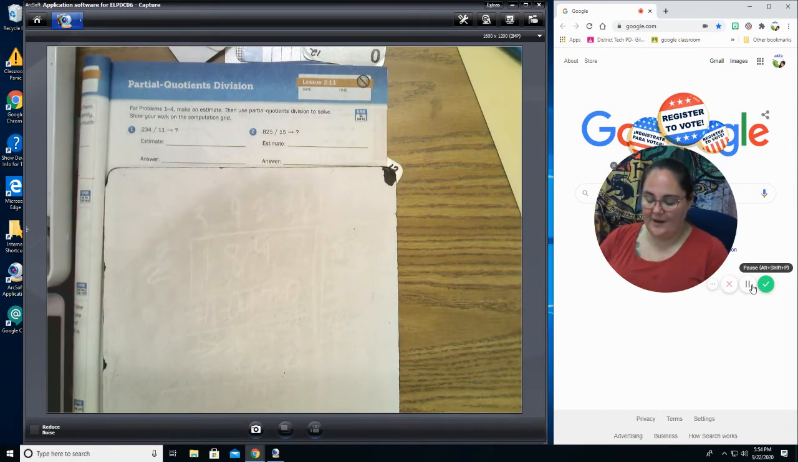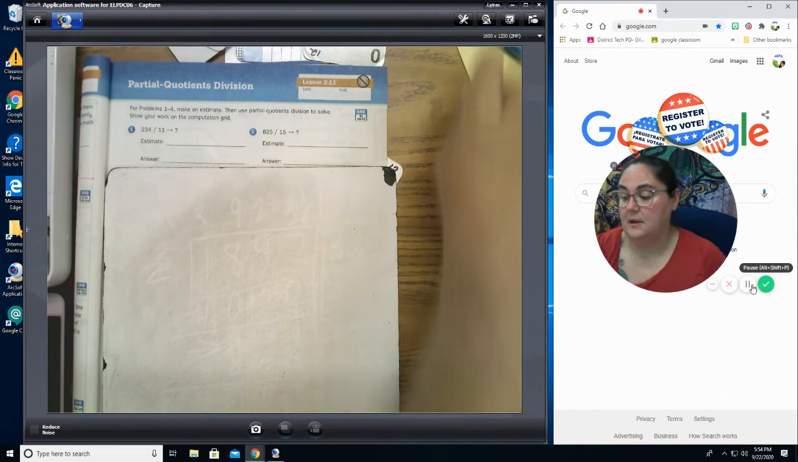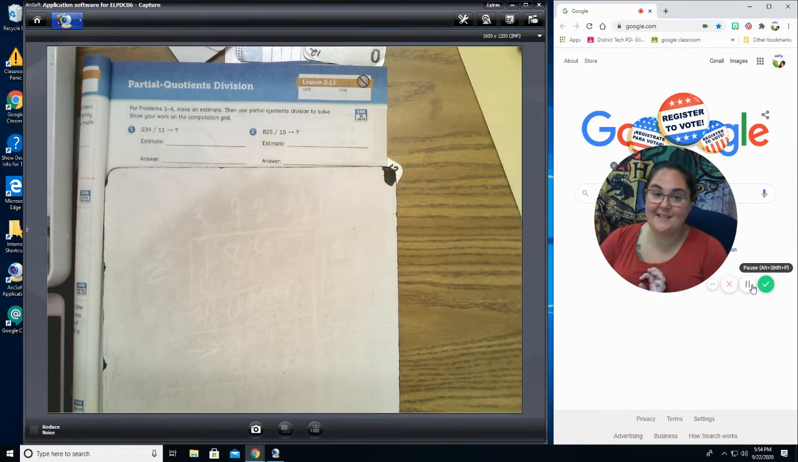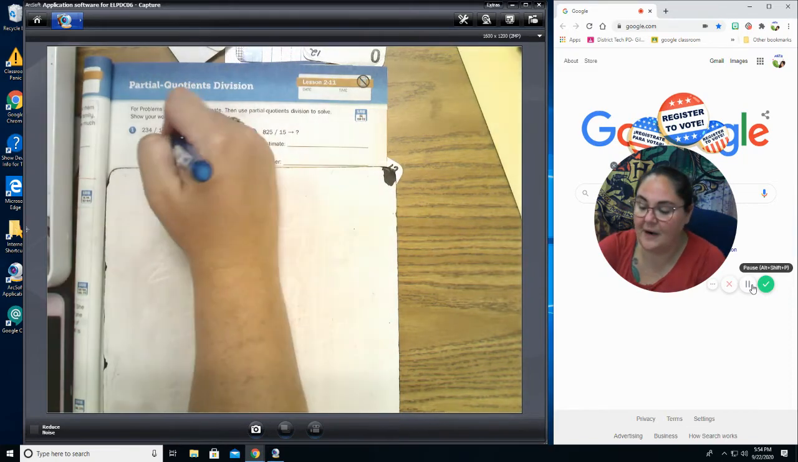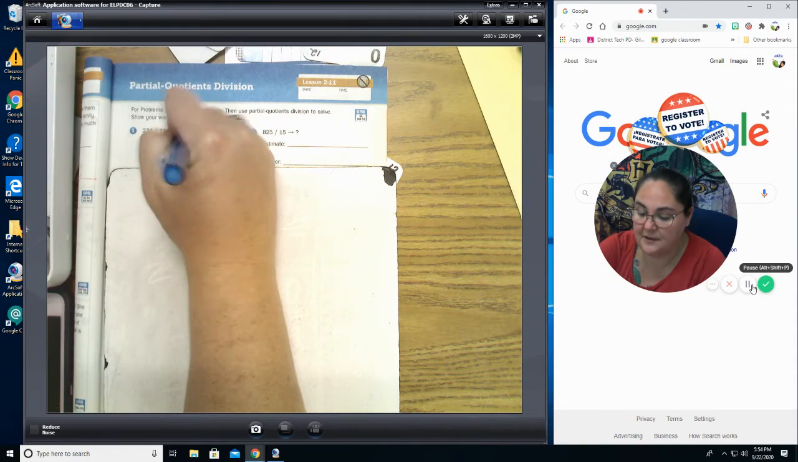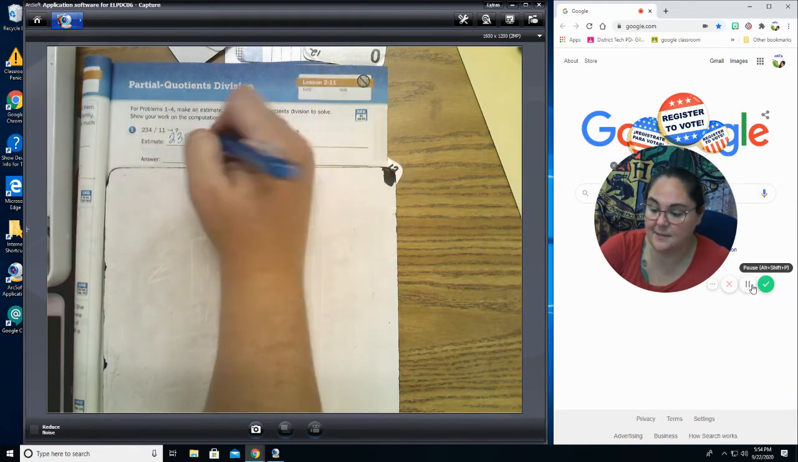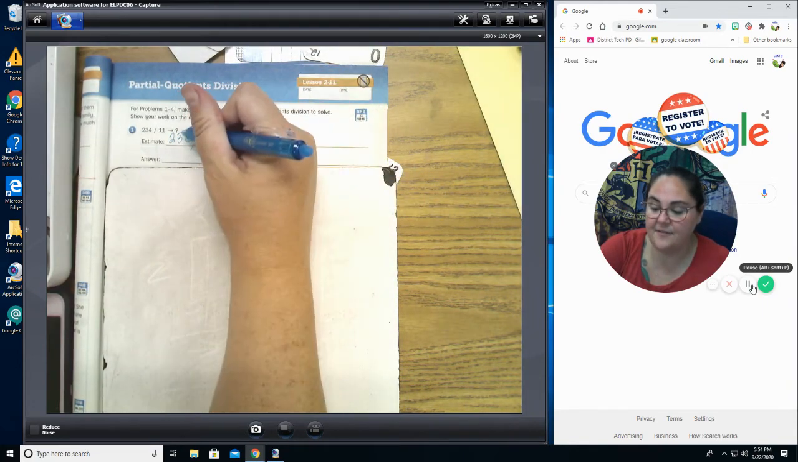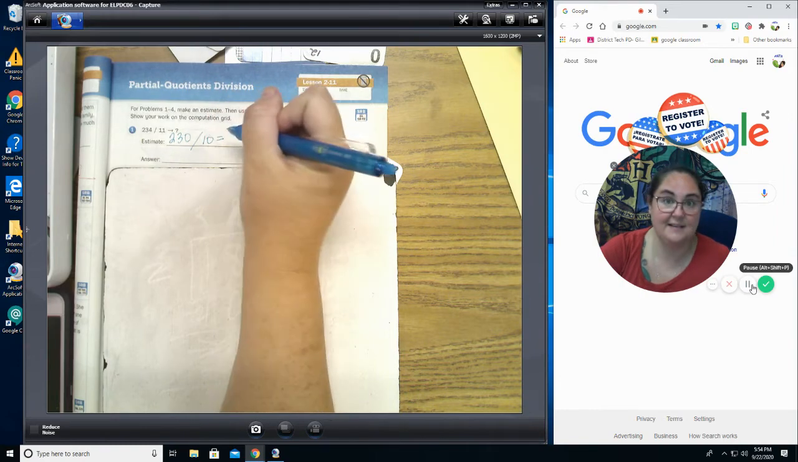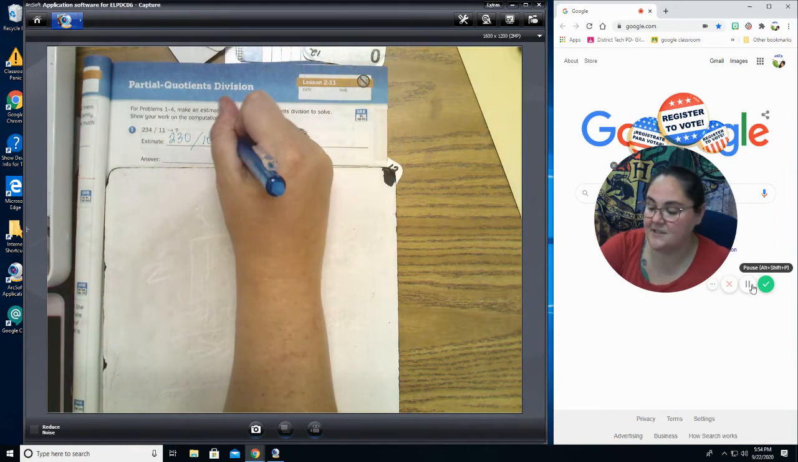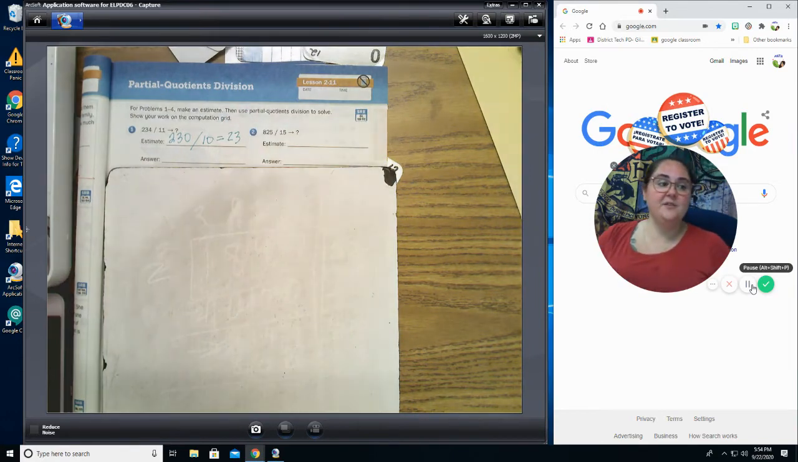Number 1, 234 divided by 11. Well, if you're in my class, you know you always do your estimate first. So my estimate must and should show what numbers I used. It's going to make it easy for everybody. 234, I'm going to say is 230, divided by 11, so I'm going to make it easy, make it 10, because I know I can divide 230 by 10 really easily. 230 divided by 10 is 23. So that means my answer is going to be about 23.